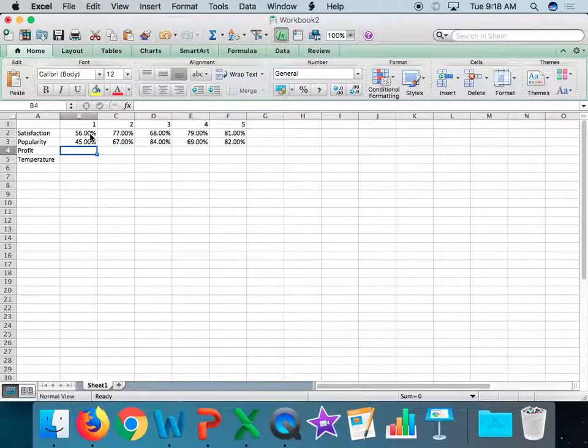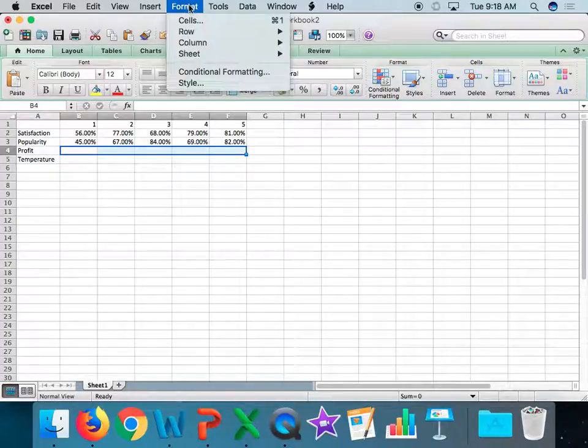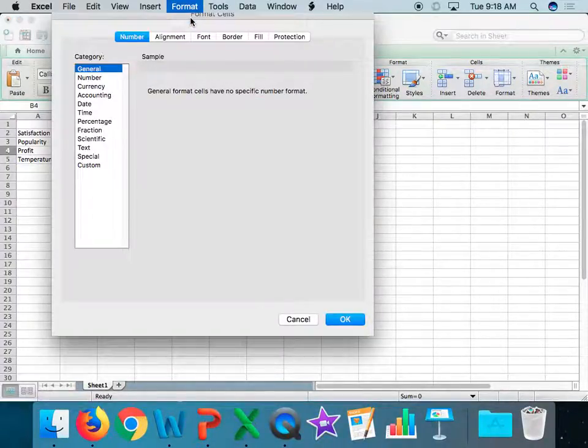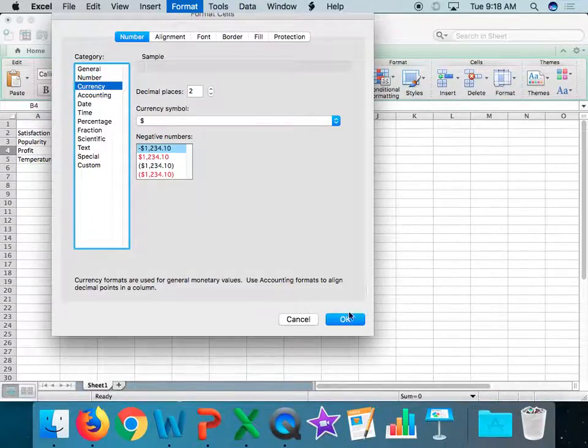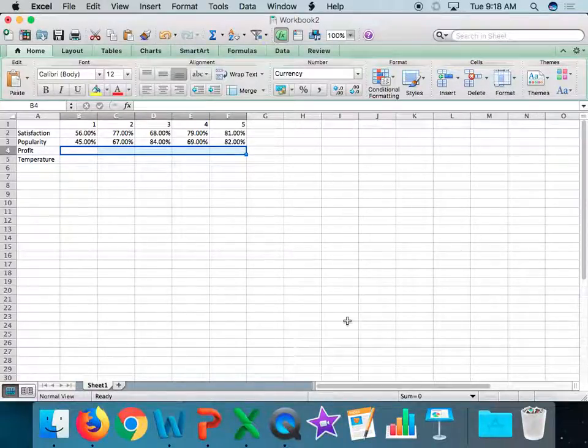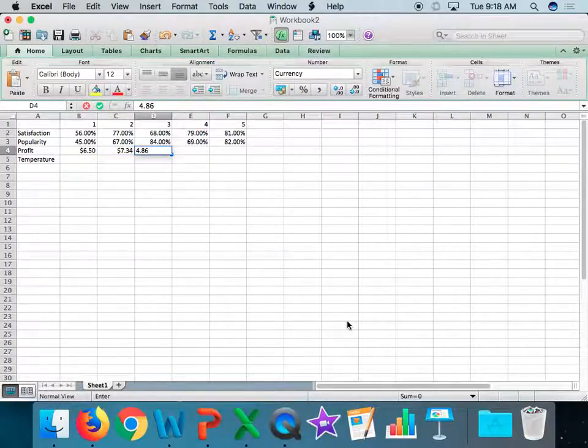Profit. How am I measuring profit? How am I measuring that? Or what am I measuring that in? Yeah. Money. Good. I'm going to highlight this. Format. Cells. What am I going to choose out of here? Alicia? Currency. Very good. So currency. Hit OK. I'm going to go ahead and put in my data. All right.